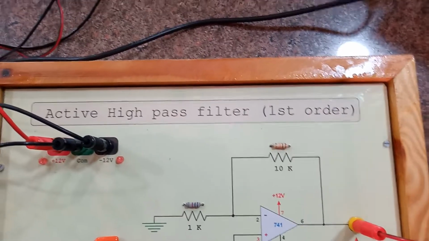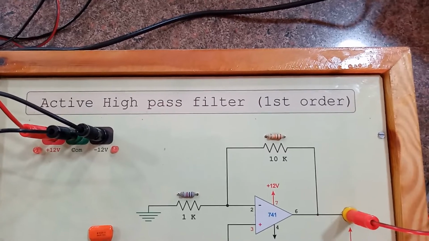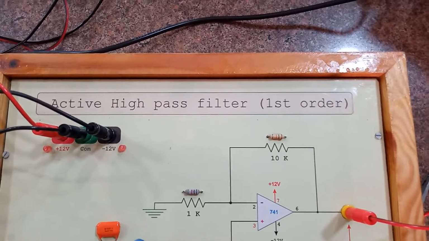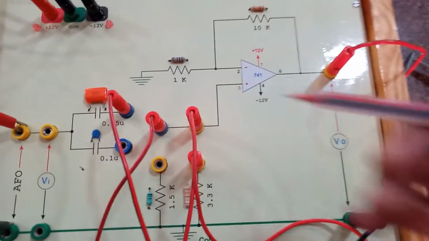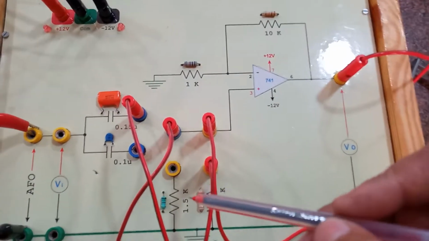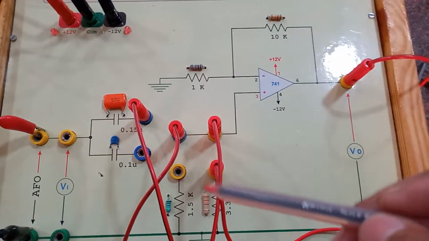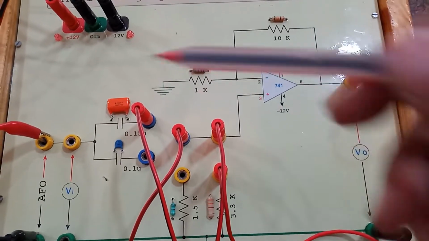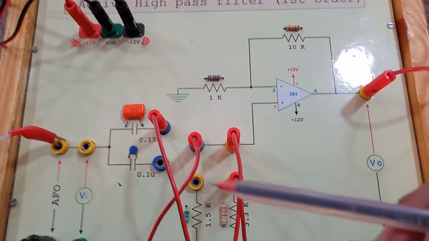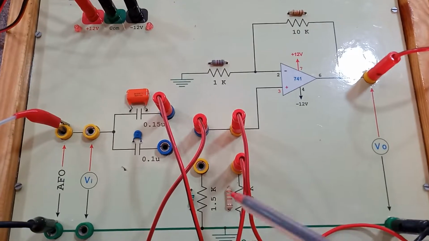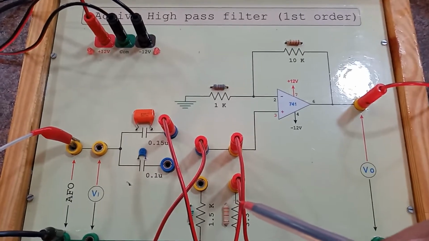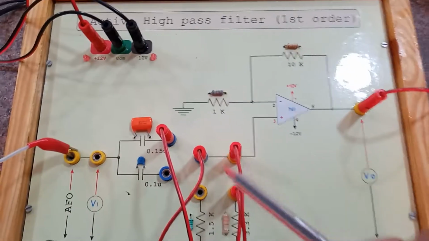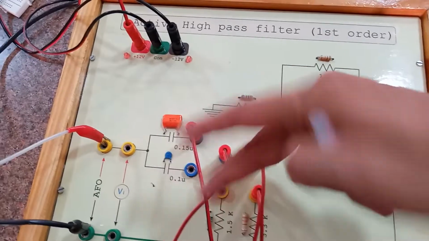Now this is an active high pass filter. The previous one was a low pass filter. We have seen this is an active high pass filter. In the active high pass filter, only the capacitor and resistor connection will change. Before, the capacitor was in a parallel connection for the low pass filter, but now for the high pass filter we are just interchanging the positions.